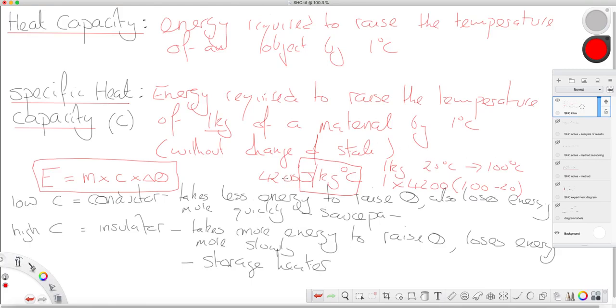So that's what specific heat capacity is, the symbol for it, the equation we use to work it out, an example of how you might use it, general principles of low specific heat capacity being conductors and high specific heat capacity being insulators, the implications of that. If it's a conductor at low specific heat capacity, it will take less energy to raise the temperature, but then it will lose it faster as well. So with your saucepan, you don't want a saucepan that stores a huge amount of energy in it when you heat it up, so it takes longer to heat, and then that energy is stored in the saucepan.